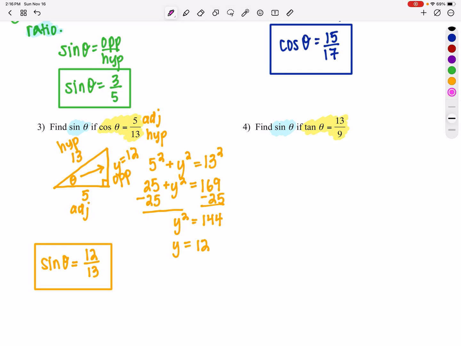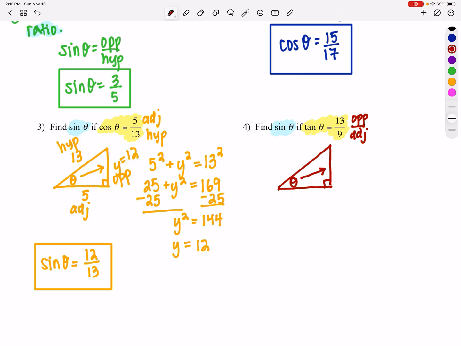Okay, our last problem here is find the sine of theta if tangent of theta equals 13 over 9. Remember that the tangent is the opposite length over the adjacent length. So we'll draw a picture. We'll put theta in the lower left-hand corner just to stay consistent.